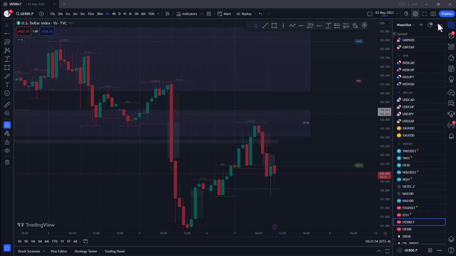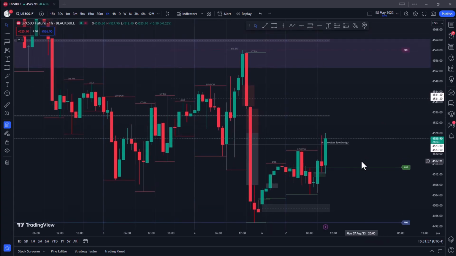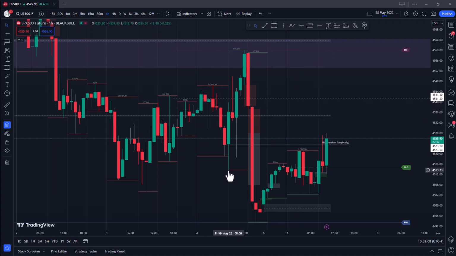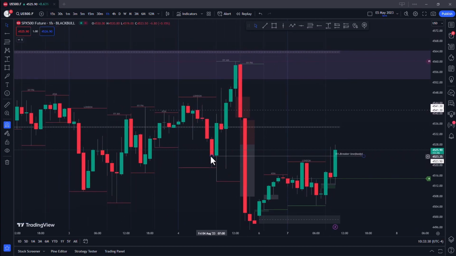So moving on to S&P 500, on the 1 hour we have this breaker. We have the high made during the London session on Friday, and then a low made during New York AM, then a higher high during New York AM before we displaced lower. So this bearish candlestick created the breaker that I was looking for.